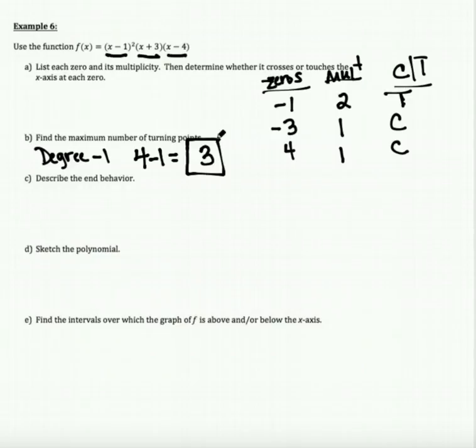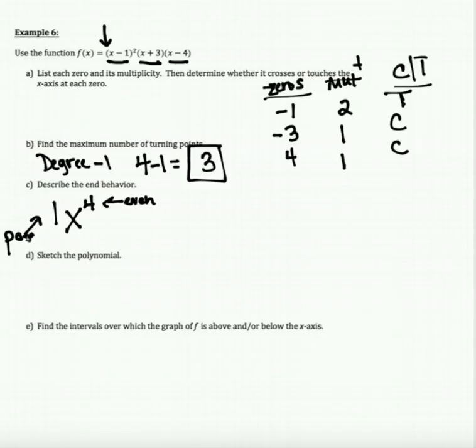Now, when describing the end behavior, remember, once I figure out what the degree is, which is 4, I know that my highest powered term is going to be an x to the 4th. And I look at the leading coefficient, the coefficient out in front of my factored polynomial, and I see that it's just a 1. So I have an even degree and a positive leading coefficient, which tells me that my polynomial function is going to be going up on the left-hand side, up on the right-hand side.